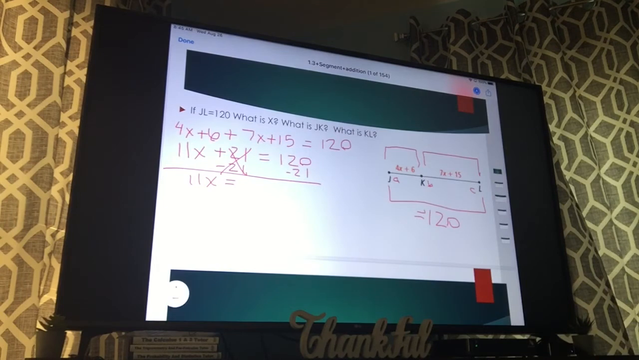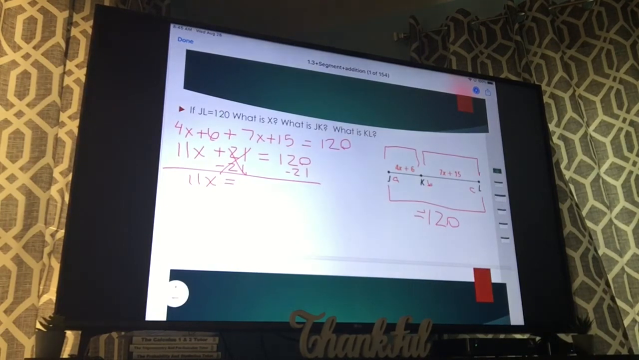I should have shrunk this. I'm not going to have enough room. At least you guys are writing on a piece of paper.